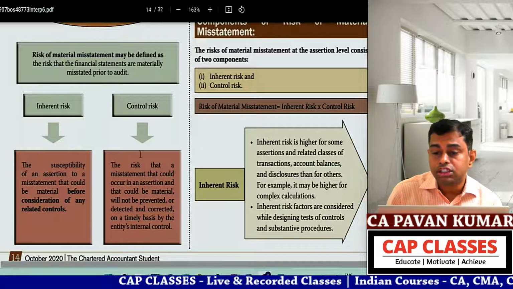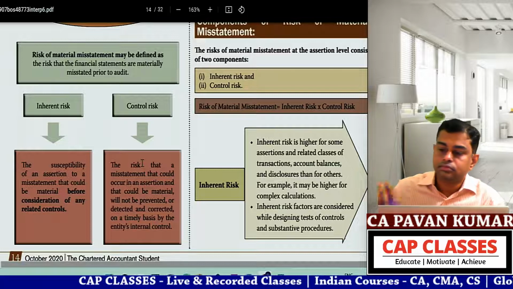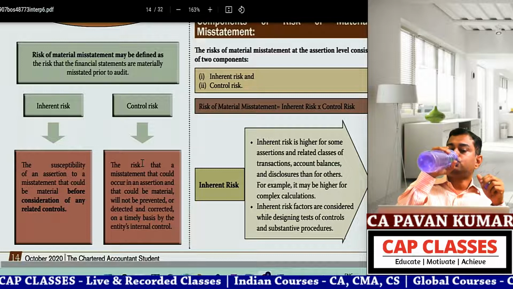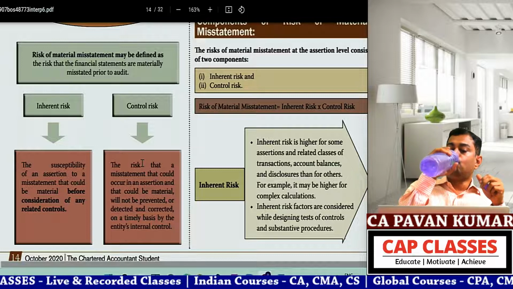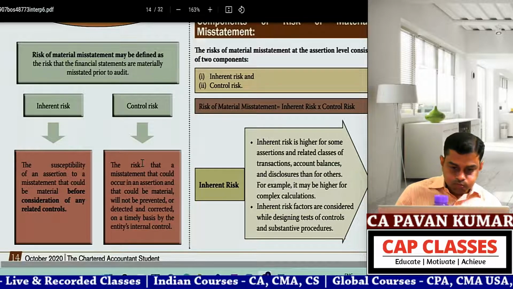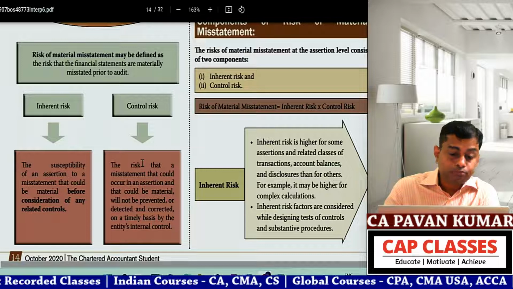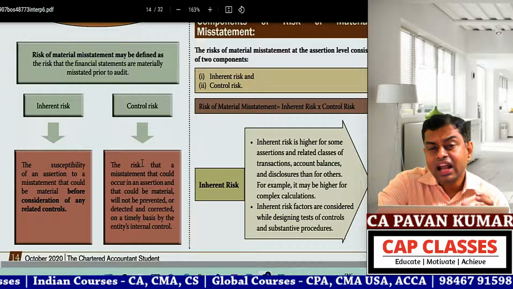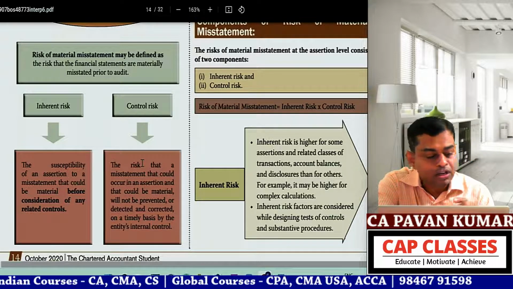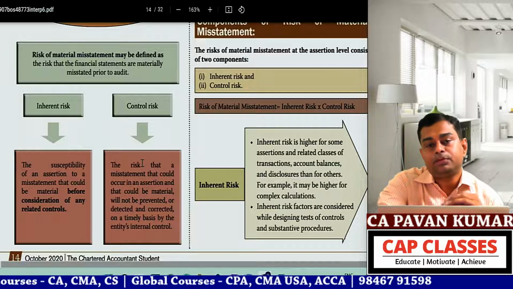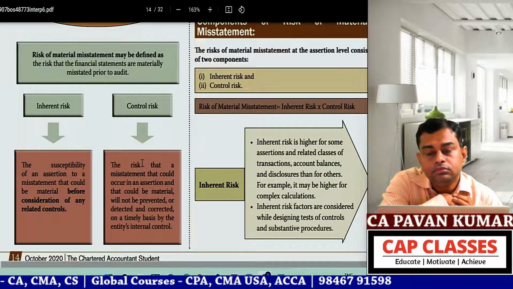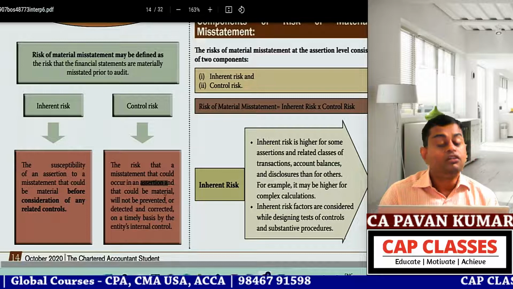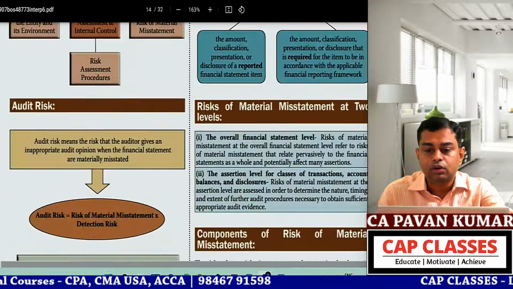So now read this control risk, Adarsh. Control risk: the risk that a misstatement that could occur in an assertion and that could be material will not be prevented or detected and corrected on a timely basis by the entity's internal control. So at the final level especially, we should also understand what is financial statement level material misstatement or assertion level material misstatement. We should know the meaning of assertion level misstatement. We'll see that in a few minutes.